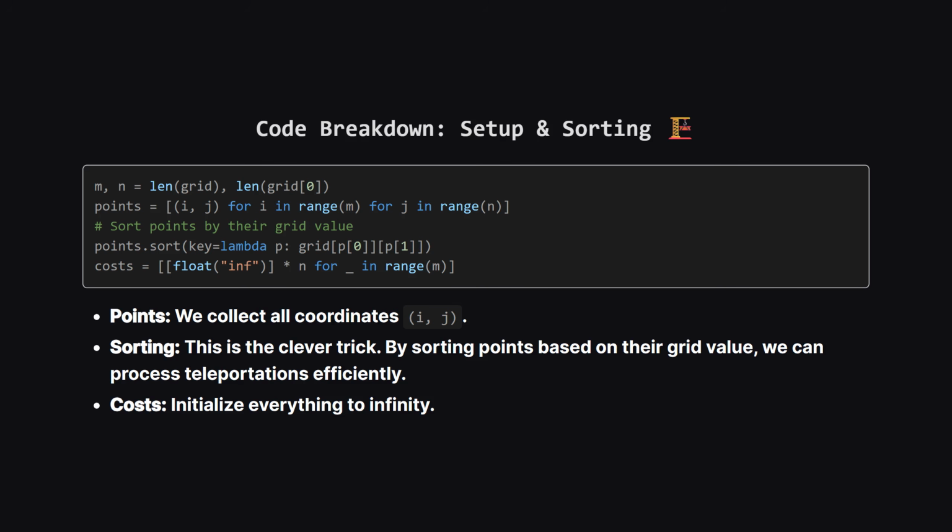The crucial step here is sorting points based on the value in the grid at those coordinates. Why? Because remember, we can only teleport to a cell with a value less than or equal to our current one. If we process cells in increasing order of value, we can easily keep track of the best place to be. We also initialize our costs table with infinity.